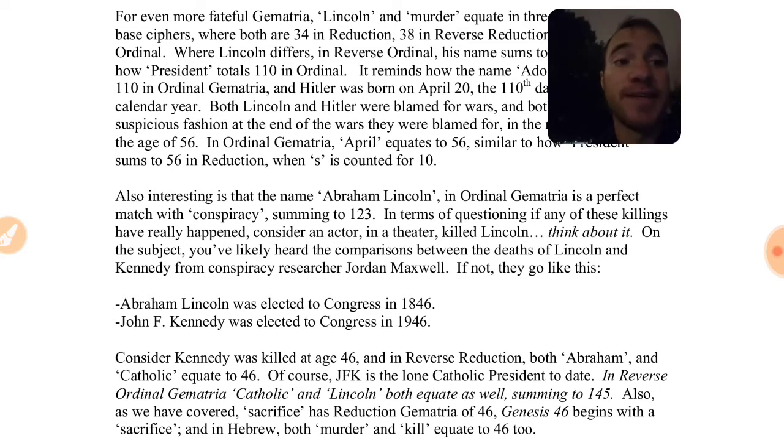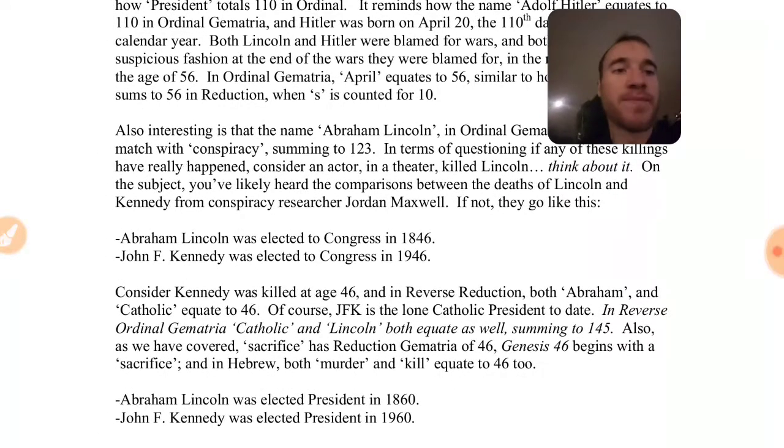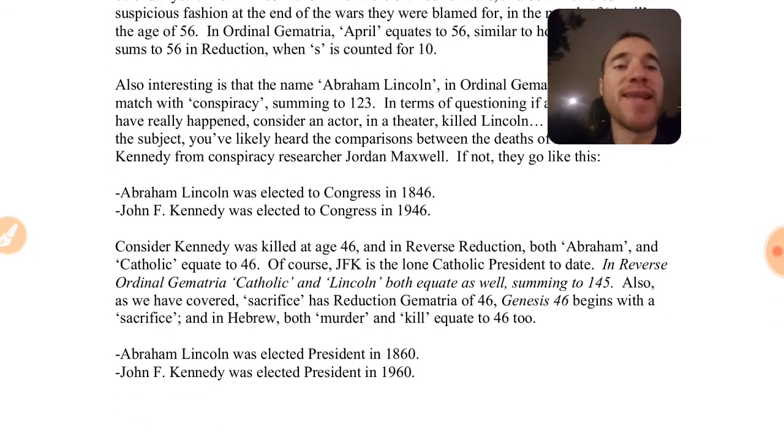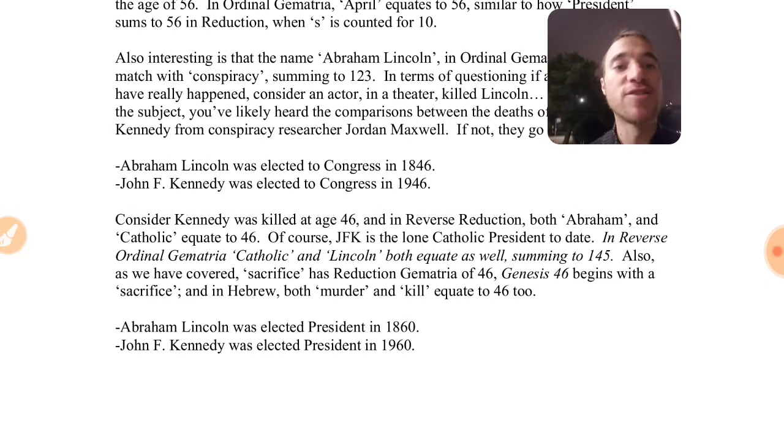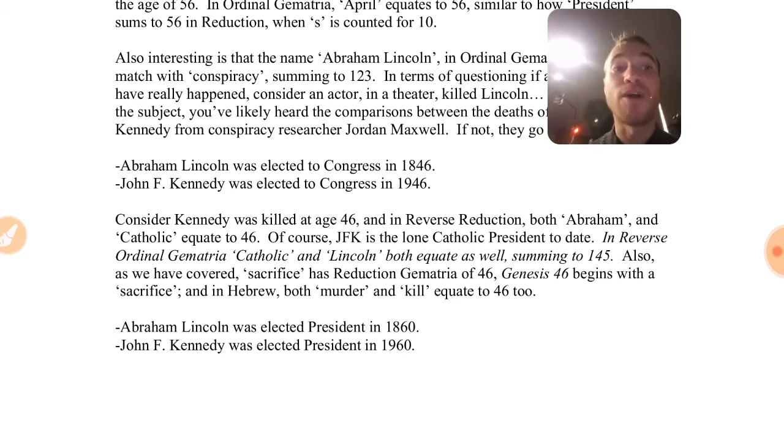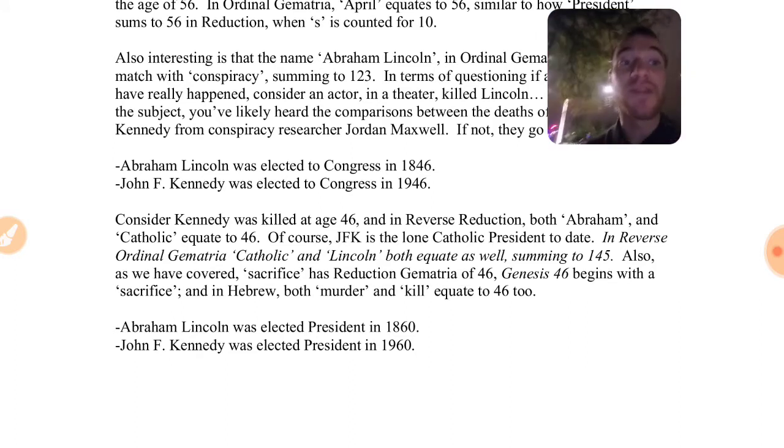Think about it. On the subject, you've likely heard the comparisons between the deaths of Lincoln and Kennedy from conspiracy researcher Jordan Maxwell. If not, they go like this. Abraham Lincoln was elected to Congress in 1846. John F. Kennedy was elected to Congress in 1946. Consider Kennedy was killed at age 46, and in reverse reduction, both Abraham and Catholic equate to 46. Of course, JFK is the lone Catholic president to date. In reverse ordinal gematria, Catholic and Lincoln both equate as well, summing to 145.